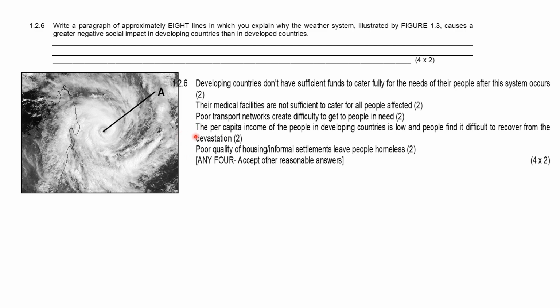It says that the per capita income of the people in developing countries is low, which means we earn less in developing countries, and people find it difficult to recover from the devastation. If people are earning less money and their houses are damaged by the cyclone, they are obviously going to take longer to recover from that.